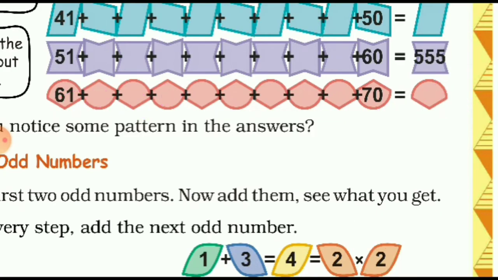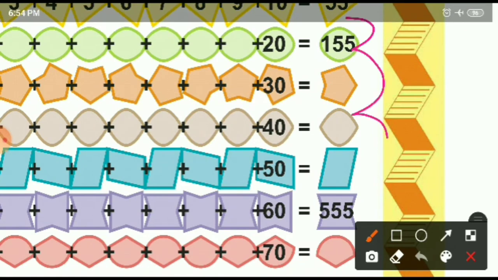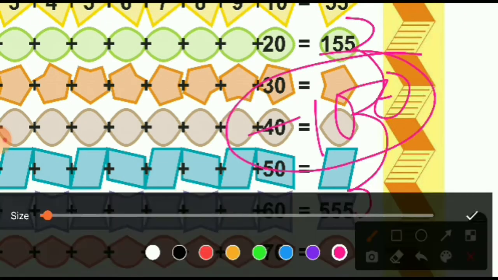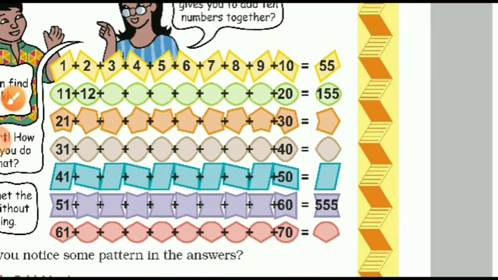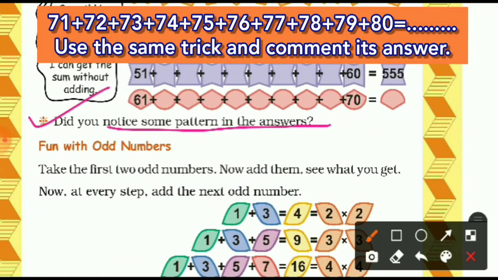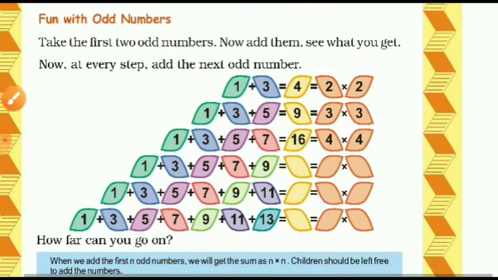Similarly, the sum from 61 to 70 will be 655. How can we say? Because you can see the difference between the sums is always 100. Remember it. In this way we can make it. Now here is a question: did you notice some pattern in the answer? Yes, we found the answer, and also we got the trick. We can see that it has a difference of 100. Now next topic, fun with odd numbers.